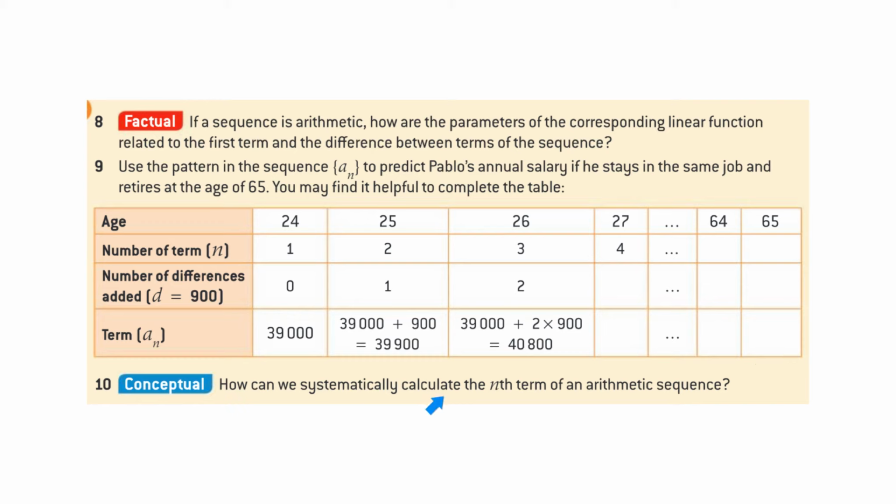10. How can we systematically calculate the nth term of our arithmetic sequence? Well, we can develop a pattern from here. We can see that this difference here, because there's a difference of 1, we call the term number minus 1 would give us that. So that'd be n minus 1, because 2 minus 1 would give us 1, and 3 minus 1 would give us 2. So the formula is going to look something like, in this case, 39,000 plus the term number minus 1 times the gradient, or this constant between terms that is defined here as D, the difference between terms. And that'll give us this pattern.